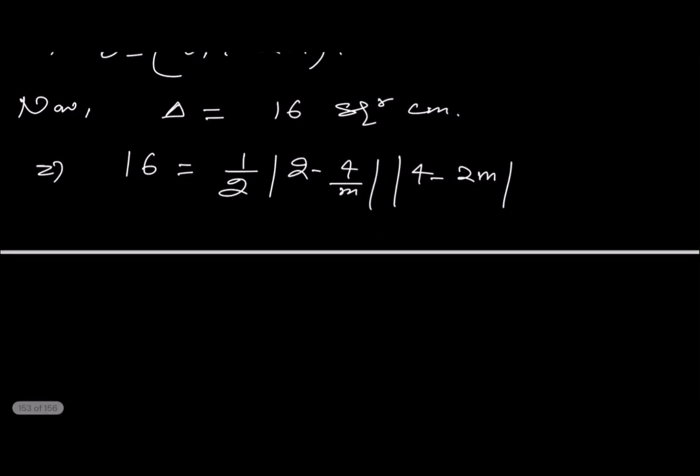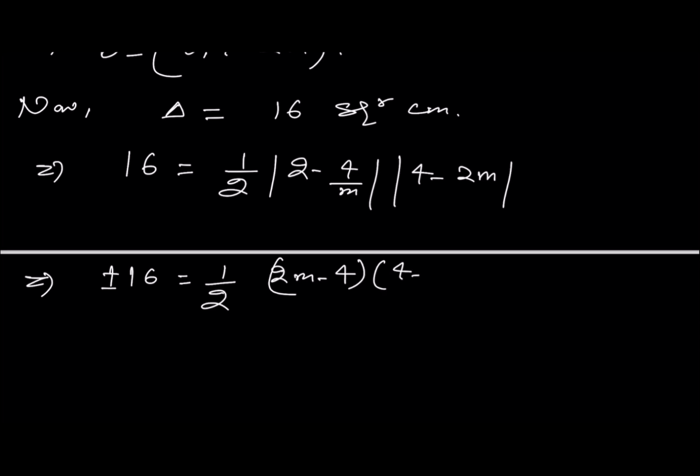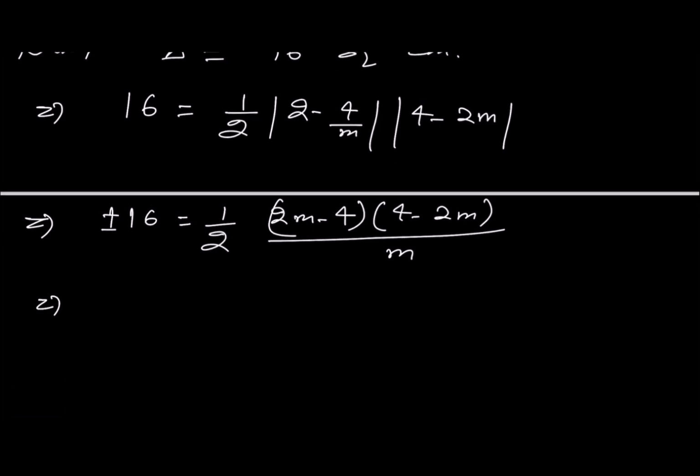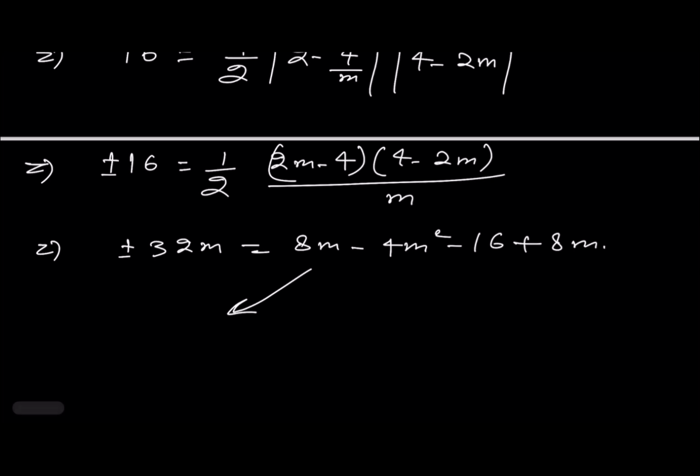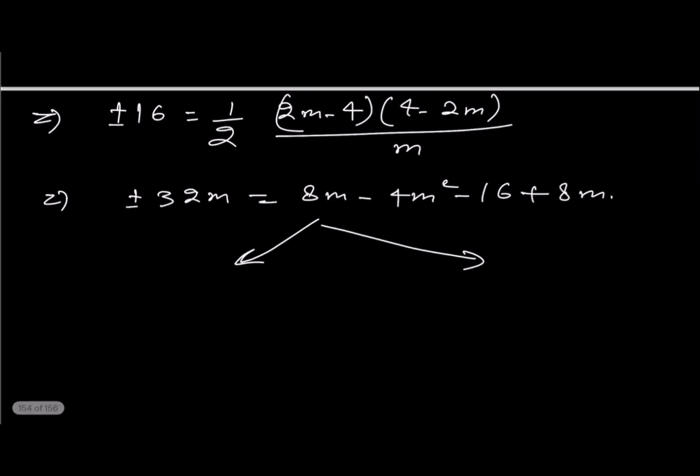Okay, and after removing mod, plus minus will appear on LHS. So ±16 is equal to 1/2 (2m − 4)(4 − 2m)/m. Or ±32m is equal to 8m − 4m² − 16 + 8m. Okay, so there will be two cases, one for positive and one for negative.